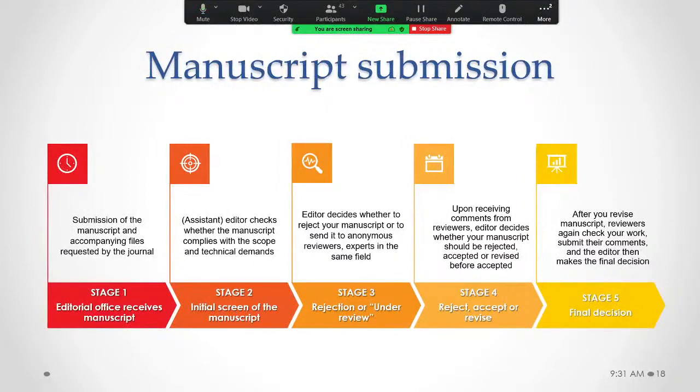So let's presume that you have prepared your manuscript and you submit all of the results and all of the files you have prepared to the editorial office. In stage 1, the editorial office receives the manuscript, and then in stage 2 you have the initial screening of the manuscript. In this part of the process, the editorial office, either the editor-in-chief or an associate editor or assistant editor, will check if your manuscript covers the subfields of the journal. In other words, they will check whether your manuscript covers the scope of the journal or not. Is it compatible with the journal or not?